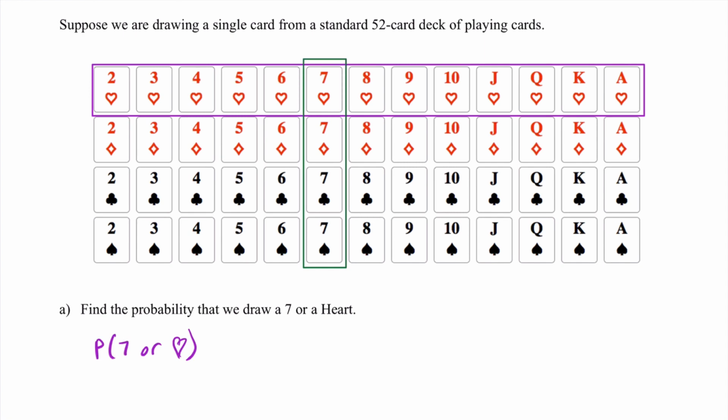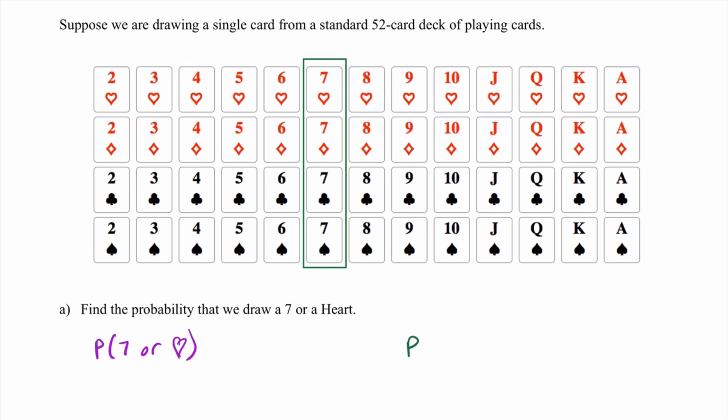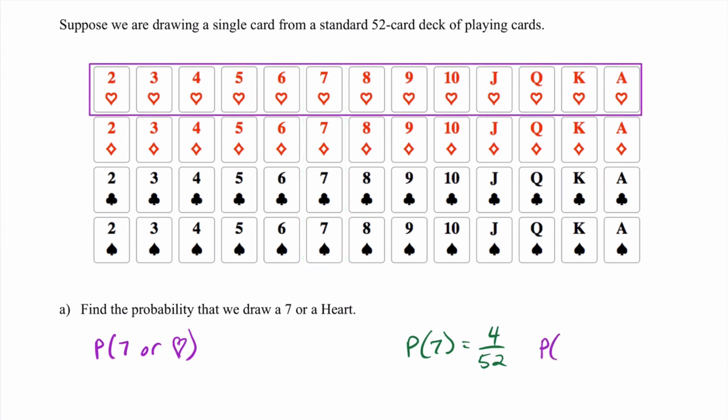So let's break this down. First of all, the probability of pulling a 7 would be 4 over 52, because we've got 4 7s that we see there outlined in green. So I can say again, the probability of drawing a 7 is 4 out of 52. And then looking at the probability of drawing a heart, we've got 13 hearts total out of our 52 cards, so the probability of pulling a heart would be 13 out of 52.